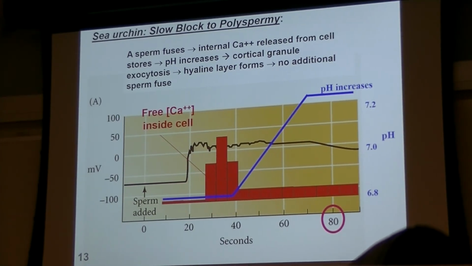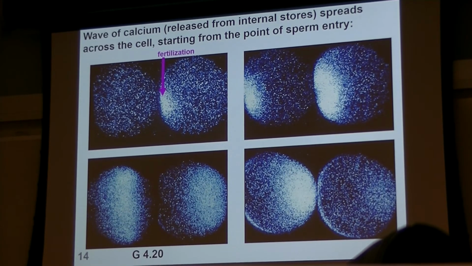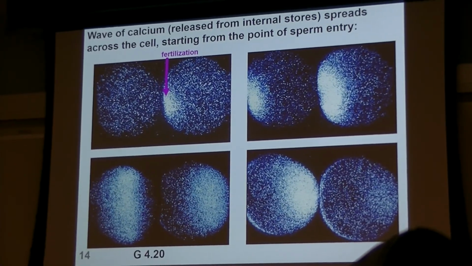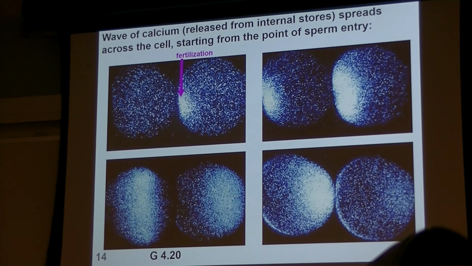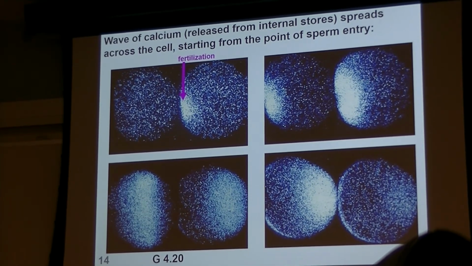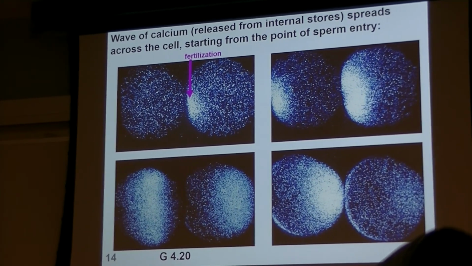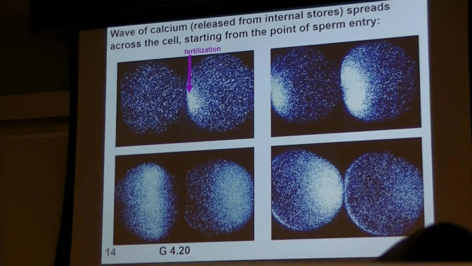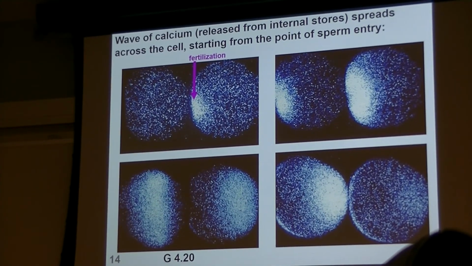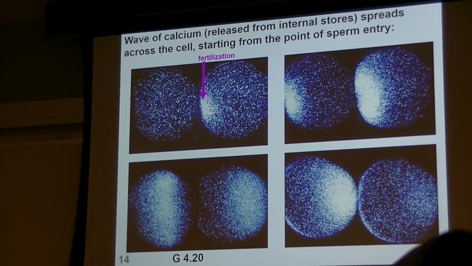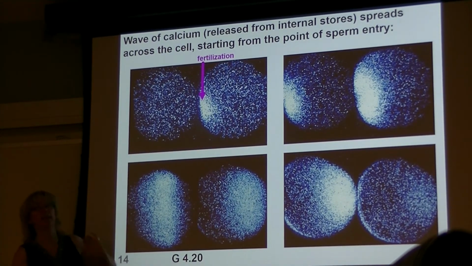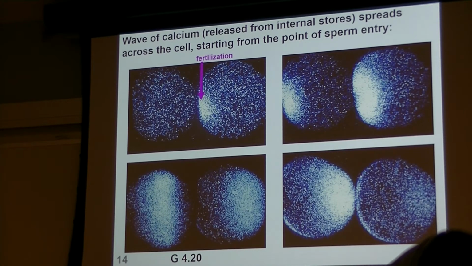We can also look at these experimentally by using different sorts of dyes. So this is a dye that will recognize the concentration of calcium within the cytoplasm of the egg cell. And when that concentration is very high, the dye will be fluorescent and we can see it with our microscope. So in this series of pictures, this first one here is the egg cell before a sperm arrived, and overall the calcium level is very uniform and kind of low.